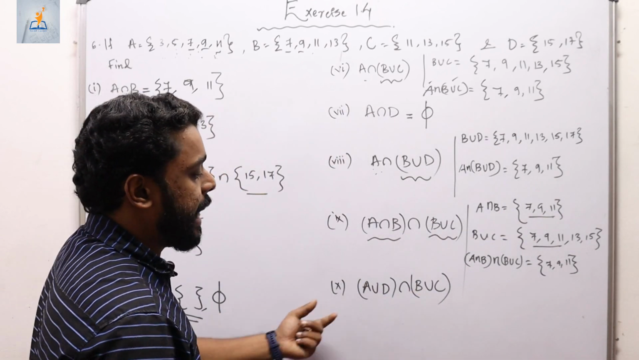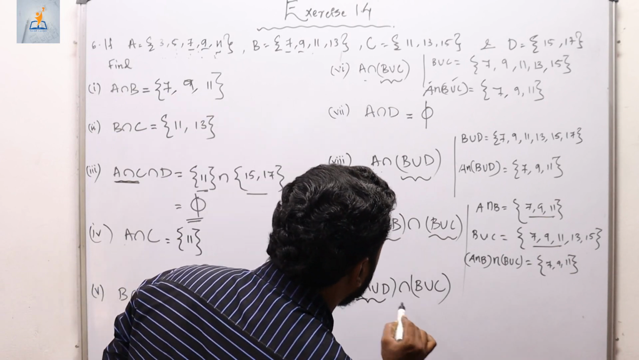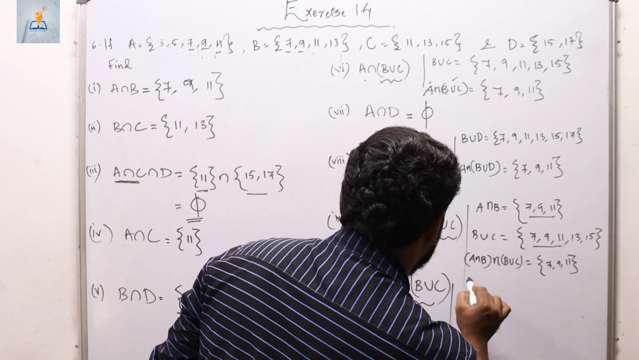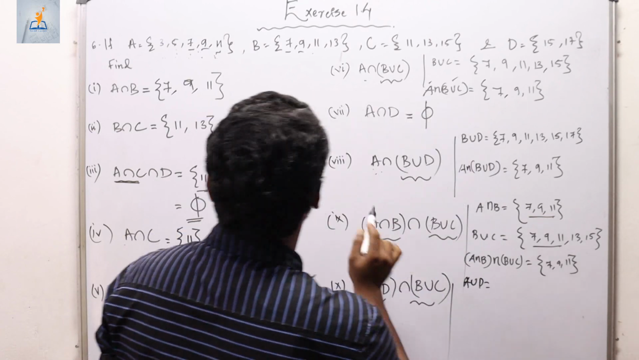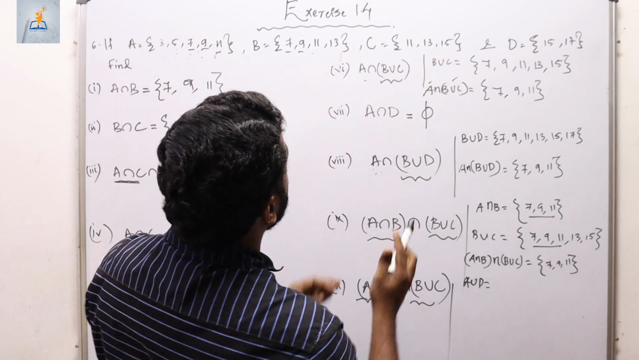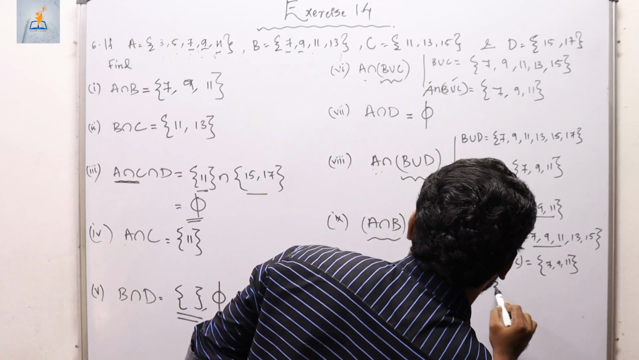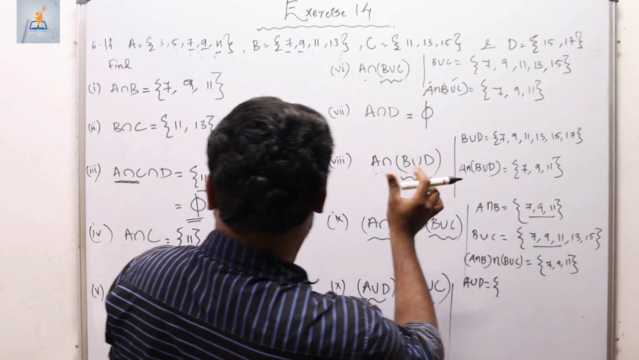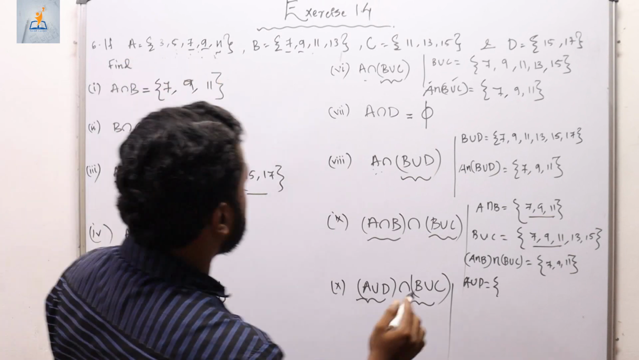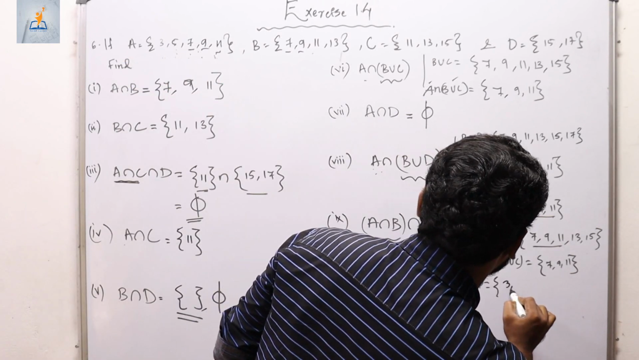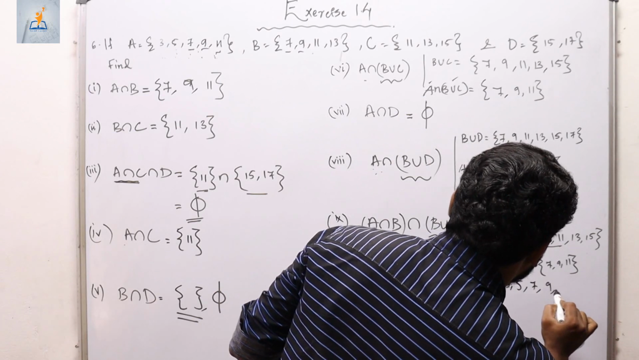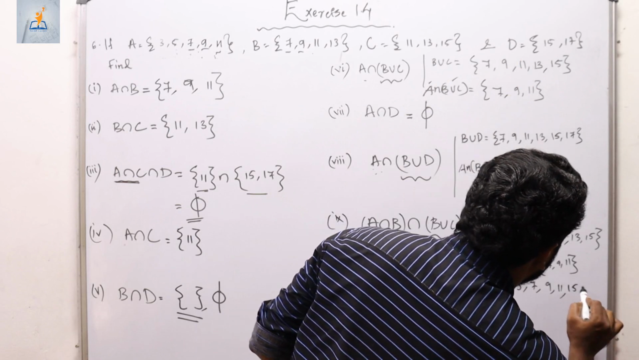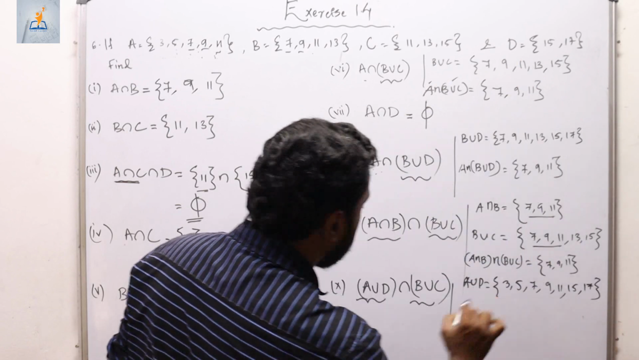Now coming on to the 10th one, we have to find A union D first and B union C second. Then we have to take the intersection. A union D will be the set of all elements in A or in D. So A union D is equal to 3, 5, 7, 9, 11 in A, and in D we have additionally 15 and 17. So this will be the set A union D.